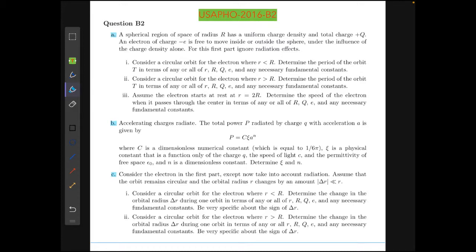So let's begin. A spherical region of space of radius R has a uniform charge density and total charge of plus Q. An electron of charge minus e is free to move inside or outside the sphere under the influence of the charge density alone. For this part, ignore radiation effects. Consider a circular orbit for the electron where r is less than R. Determine the period of orbit T in terms of the quantities.